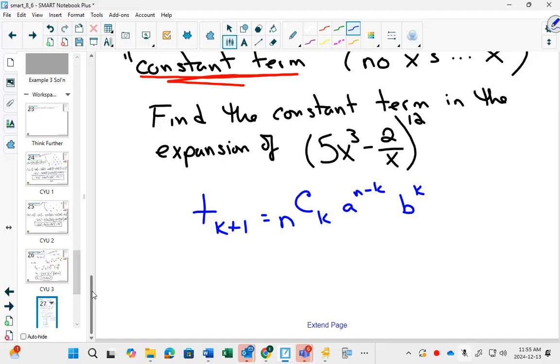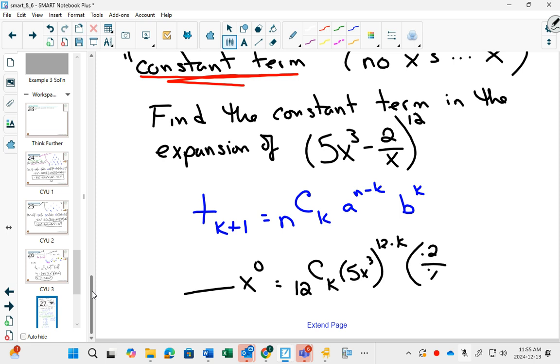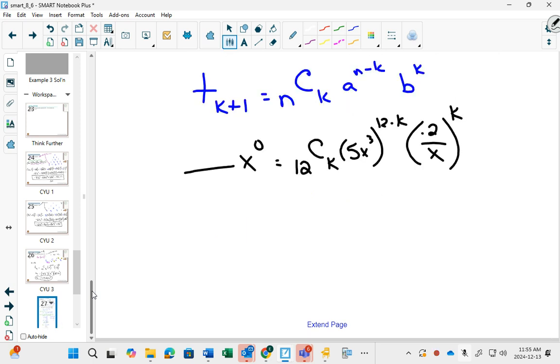That wouldn't be as much fun. So we write in everything that we know. Well, we know there's going to be no x's. There's just going to be a number left for the term. We know that n is 12. We don't know k. We know that a is 5x cubed to the 12 minus k, and b is negative 2 over x to the k. I'm not going to write it out this time, but we need to find k. Okay, I'll write it out: find k, because that's our first job.